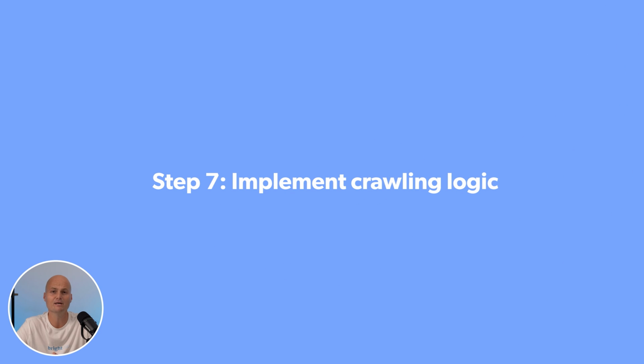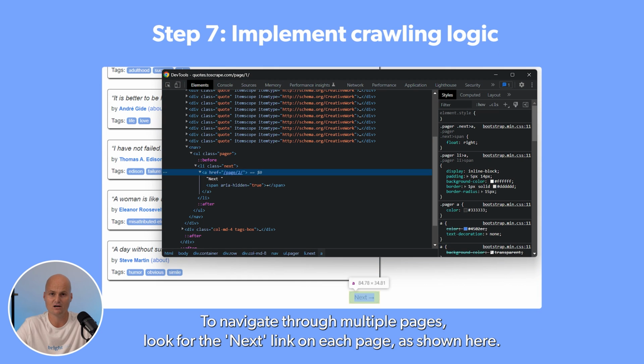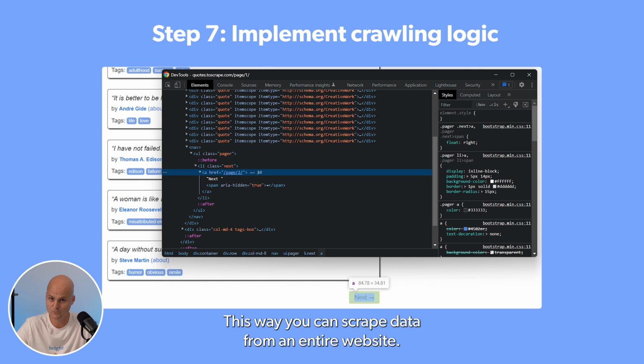Step 7, implement crawling logic. To navigate through multiple pages, look for the next link on each page, as shown here. Use a loop to visit each page until there are no more pages left to scrape. This way, you can scrape data from an entire website.